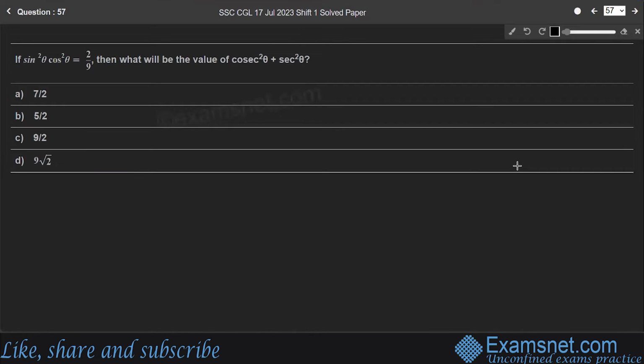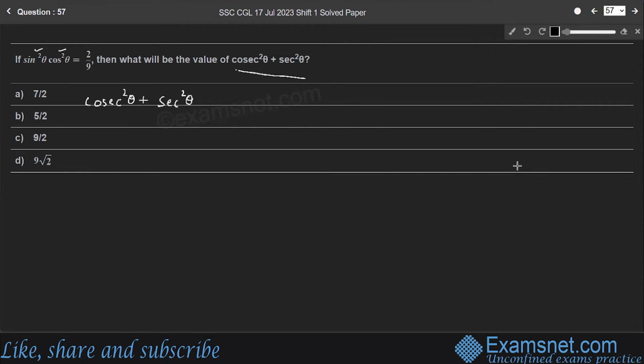Question 57. If sine square theta into cos square theta is 2 by 9, then what will be the value of cosecant square theta plus secant square theta? So we'll start with cosecant square theta plus secant square theta, right?